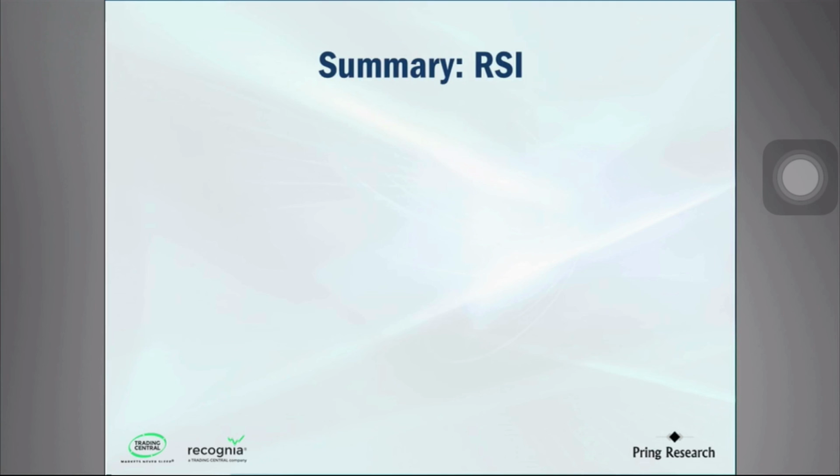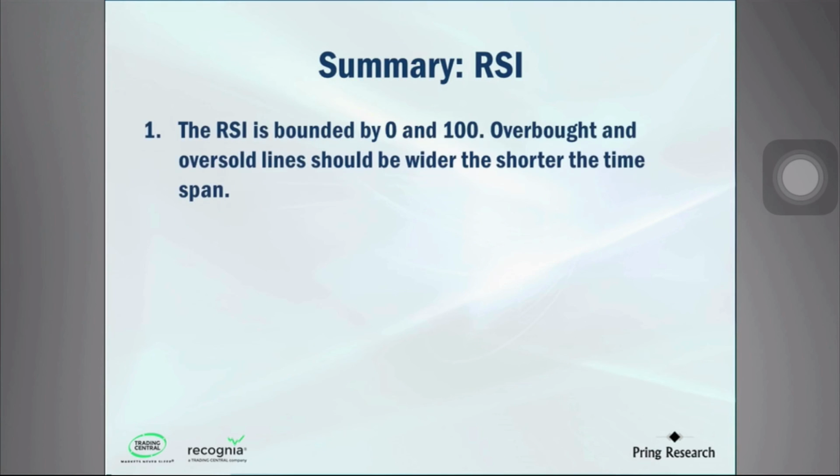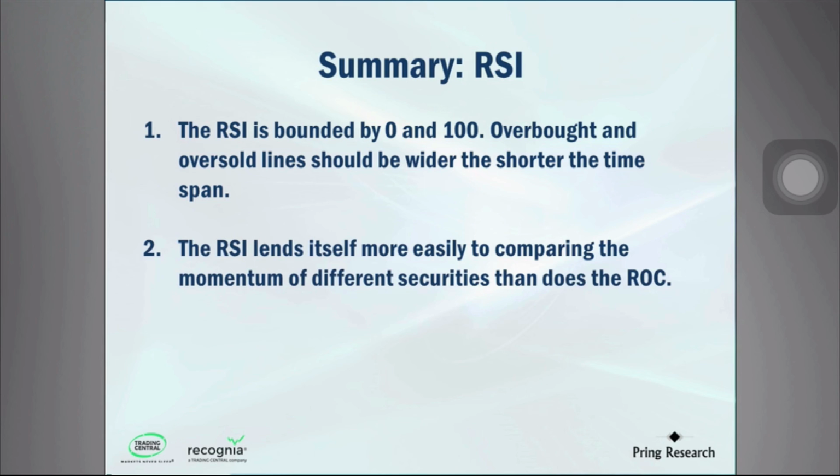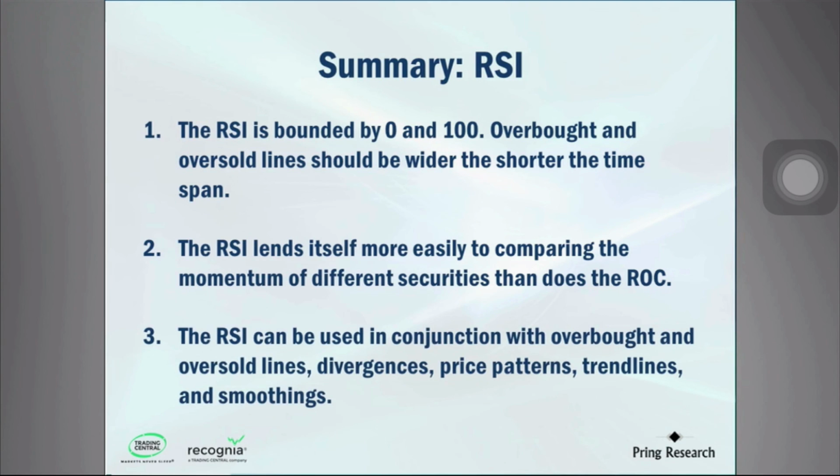Summary for the RSI. 1. The RSI is bounded by 0 and 100. Overbought and oversold lines should be wider the shorter the time span. 2. The RSI lends itself more easily to comparing the momentum of different securities than does the ROC. 3. The RSI can be used in conjunction with overbought and oversold lines, divergences, price patterns, trend lines, and smoothings.